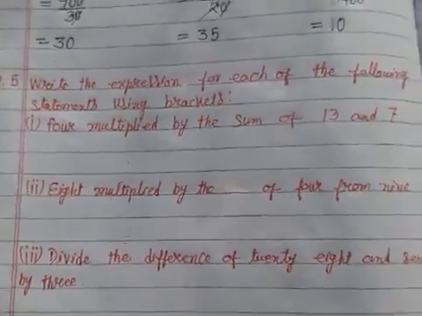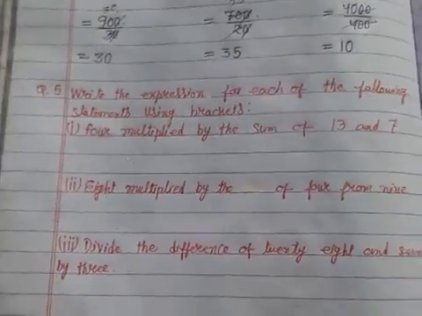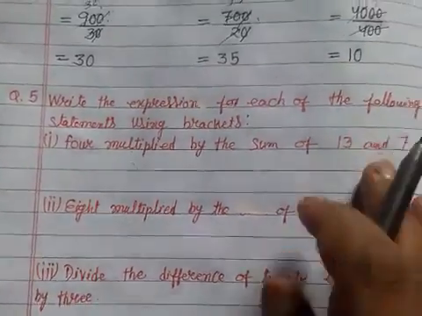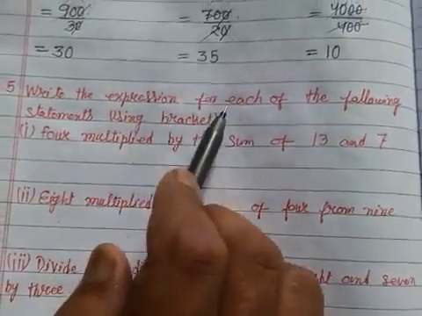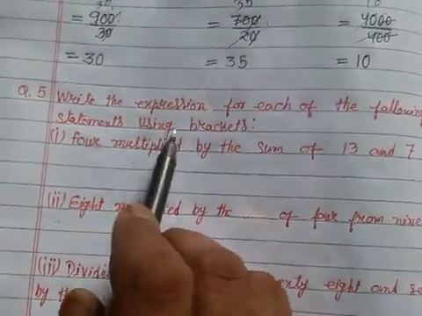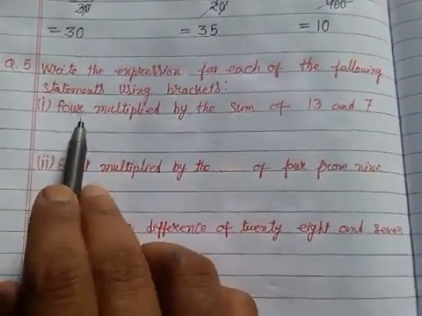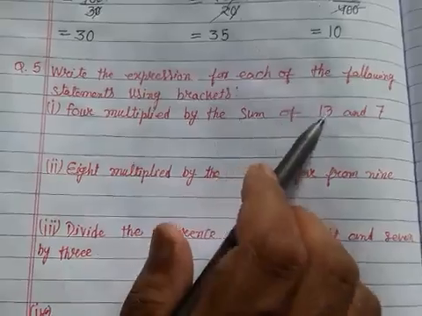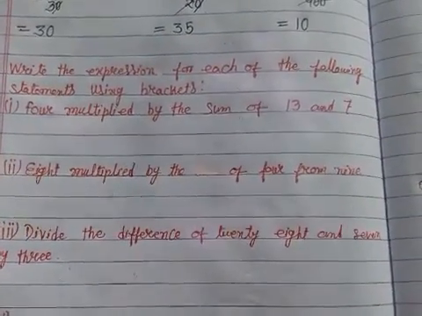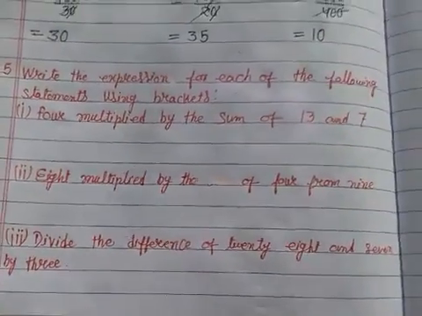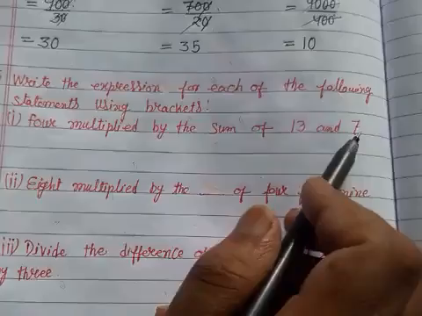Now what is the fifth question? Question number 5 is: write the expression for each of the following statements using brackets. What is the first question? The first question is 4 multiplied by the sum of 13 and 7. It is like you write in words and then write in numbers like this. So 4 multiplied by the sum of 13 and 7.